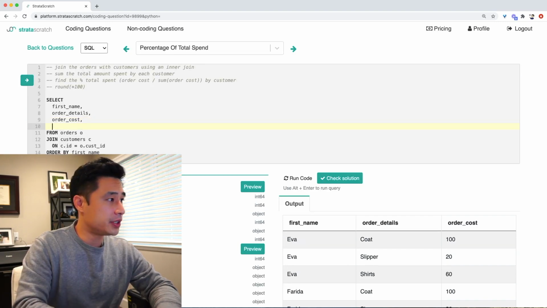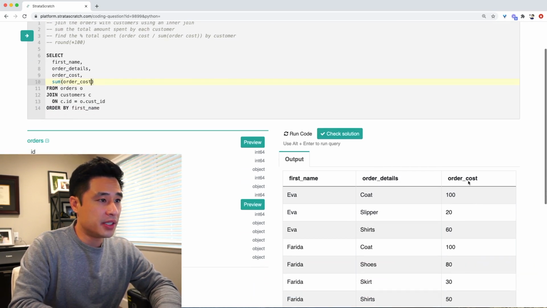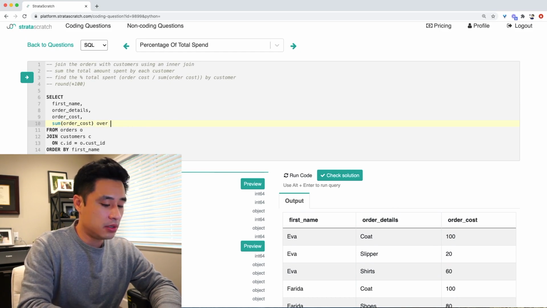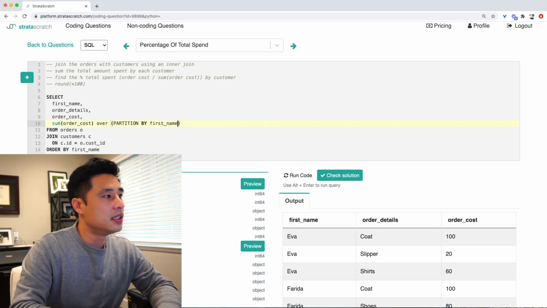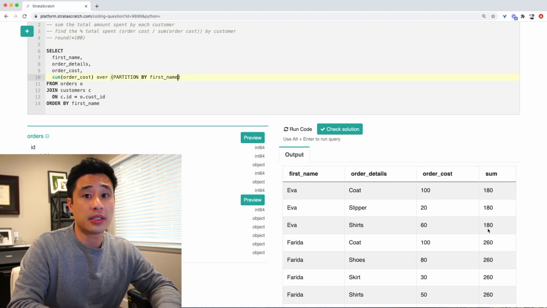So here's what that window function is going to look like. Sum the order cost over a window. The window is going to be partitioned by the first name, because we want to partition it by customers. All right, and if we run this, let's take Eva again as an example. 100 plus 20 plus 60 is 180, and the sum column is summing the total cost correctly.